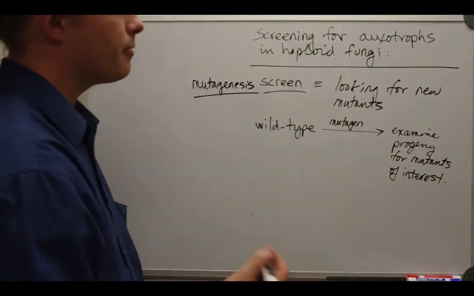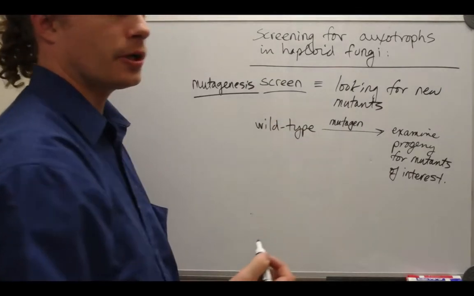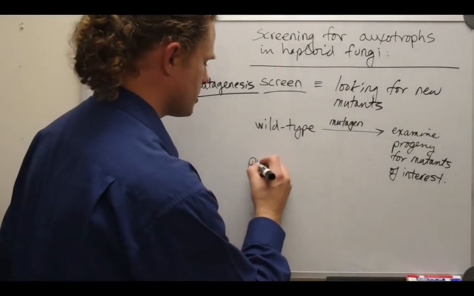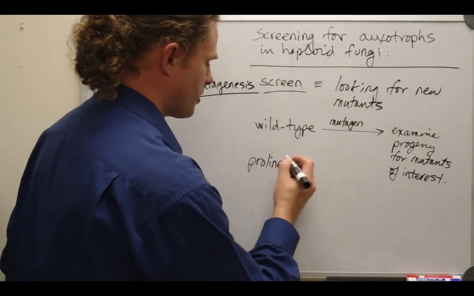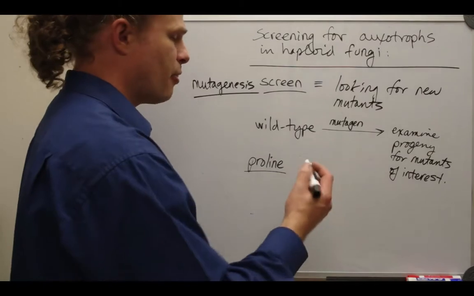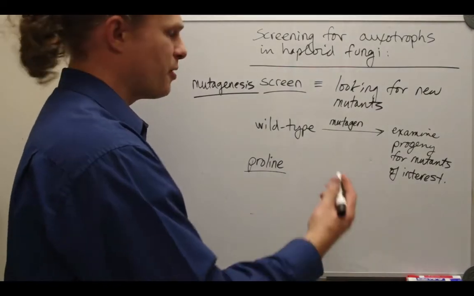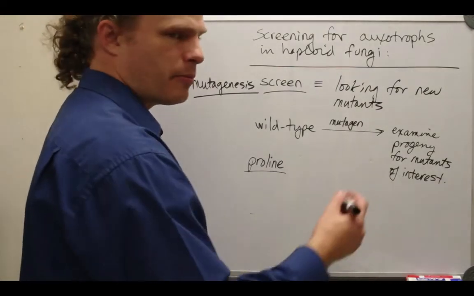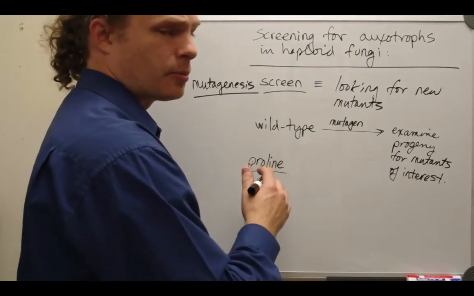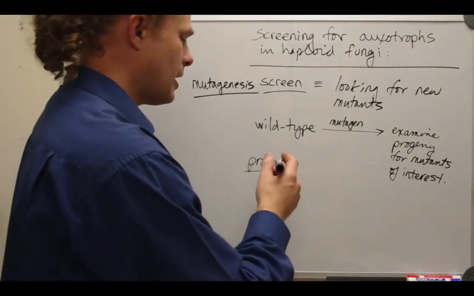So let's think about how we might do a mutagenesis screen to look for new proline auxotrophs. Let's take that example that we just discussed. Fungi that would be unable to synthesize their own proline, and thus can only survive if the minimal media that we make is supplemented with proline directly, so that they can take in the proline directly from the media and as a result survive.